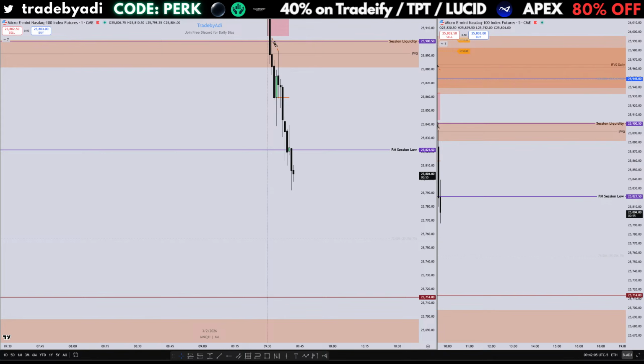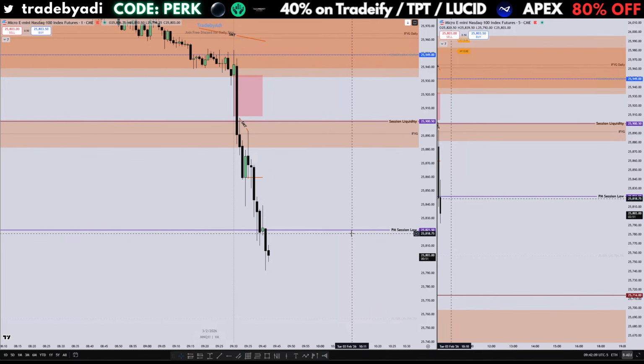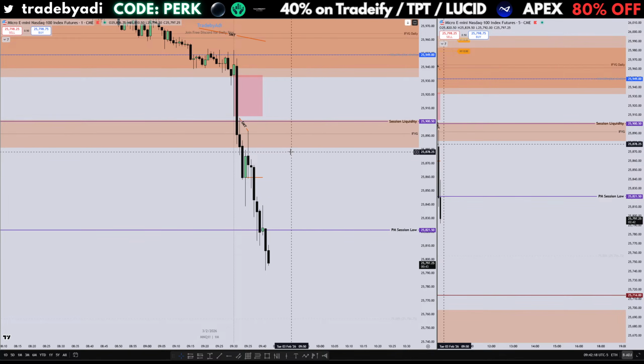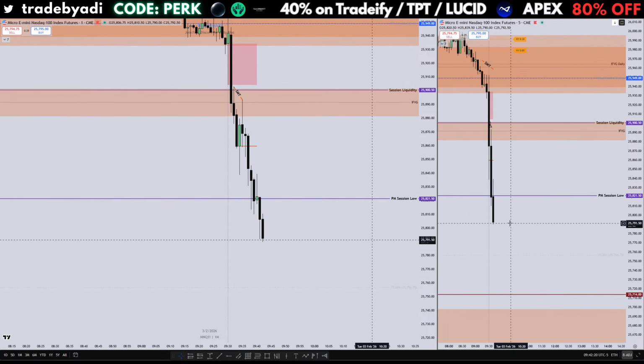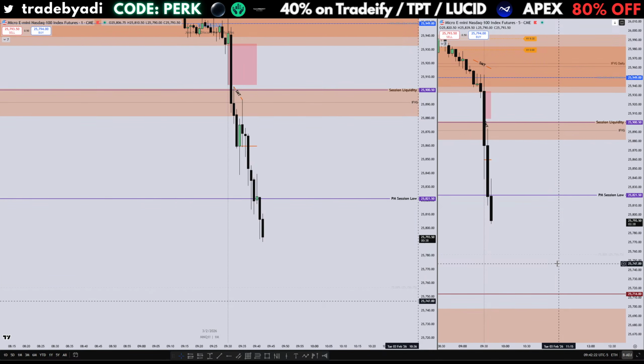I can't explain everything in a single live, as you know, but you at least know which level I'm looking for, which lows and highs I'm looking for, in real time. I'm not using any fancy concept like first presented fair value gaps or any other thing where you are going to get confused.